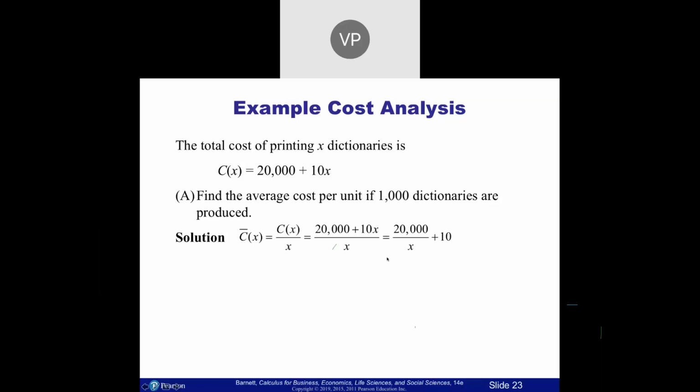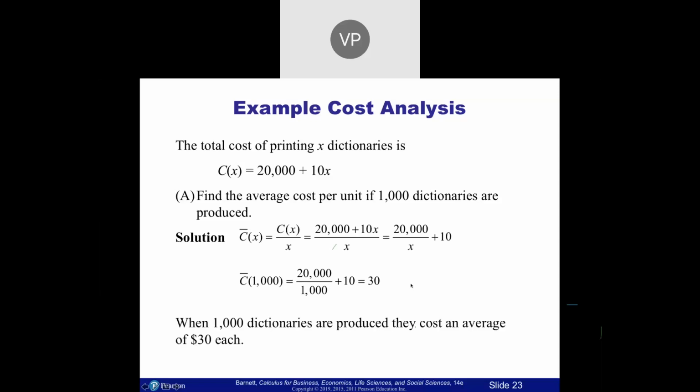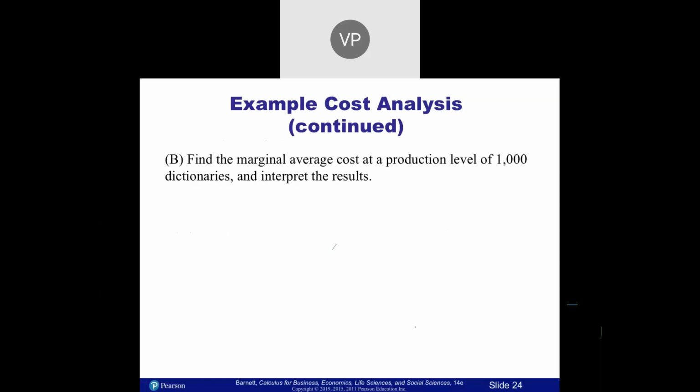Well, plug in 1,000 to this, and we get 20 plus 10, we get $30. It's going to cost an average of $30 per unit if we made 1,000 of these. Okay? So we'll do some more of this. Find the marginal average cost at a production level of 1,000 dictionaries and interpret the results. So kind of make sure you know what we're looking for.